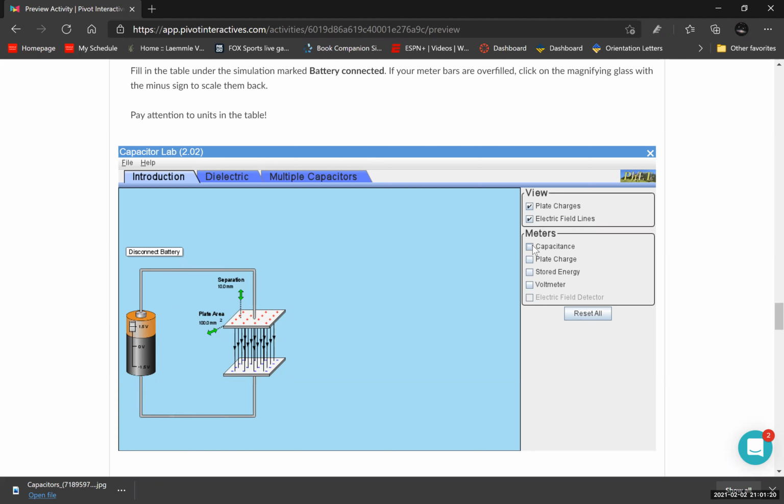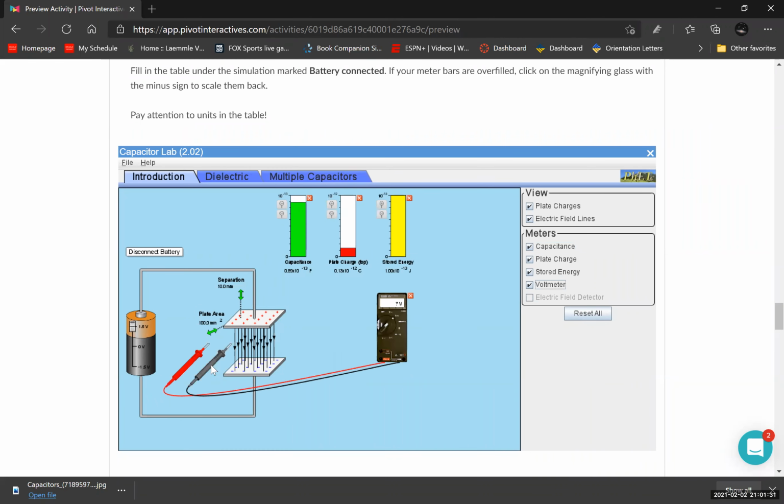Okay, so one thing I can do here is have a way of measuring capacitor plate charge, stored energy, and here's a voltmeter. If I take a voltmeter and connect to the terminals of the battery, I can connect it right here, doesn't matter. And it's 1.5 volts. So that means I have 1.5 volts.